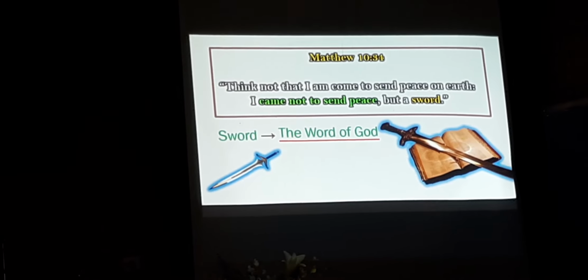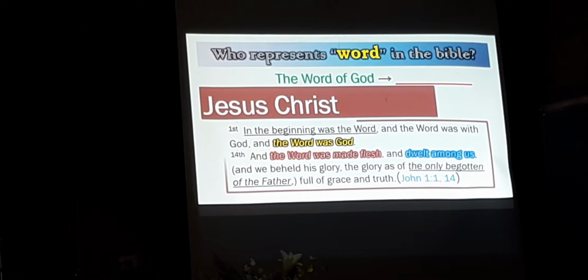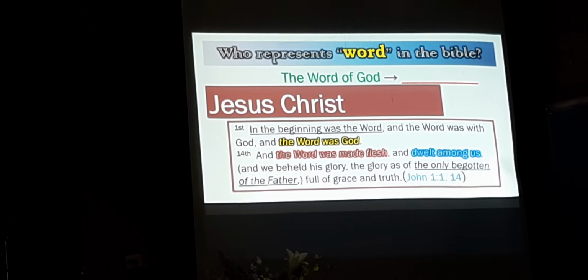Okay, in the text the sword means the word of God. And now, by the way, who represents the word in the Bible?